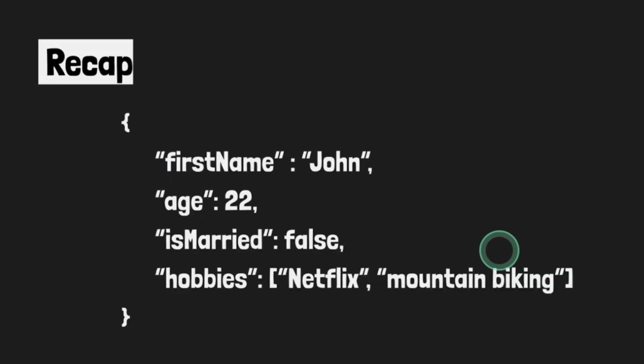So now let's recap a bit, because I really want to make sure that you understand this. It is super important because you will be working with JSON quite a lot, and any mistakes or misunderstandings that you have about JSON will impact the way you work with APIs. So again, first name, this is what we call a key. Age is a key, is married is a key, hobbies, they're all keys. On the other side, we have, separated by a colon, values like John.